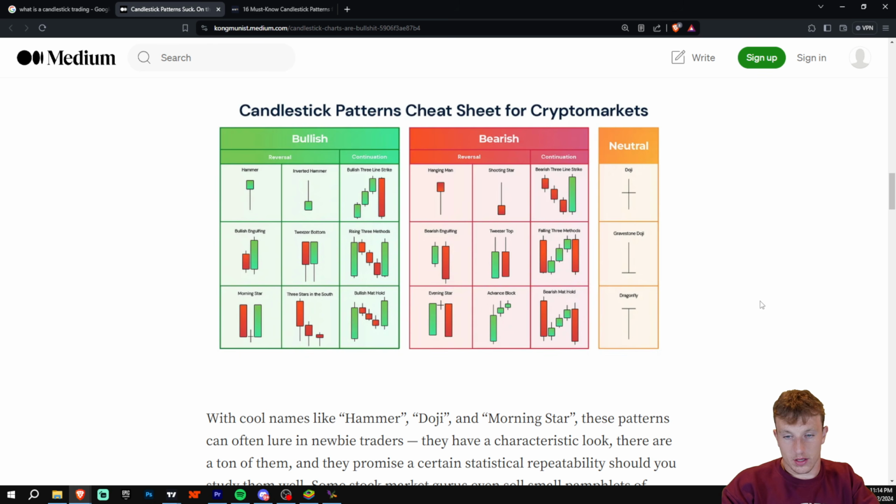Now, there's all these other ones. You can study these. You can literally just type in candlestick pattern cheat sheet. I'm going to go over one more. Another one is a bearish engulfing or bullish engulfing.